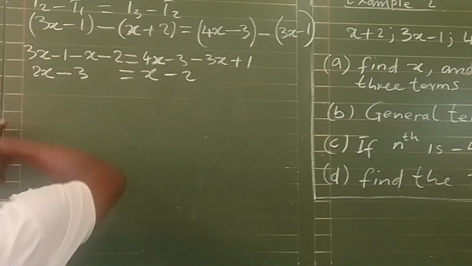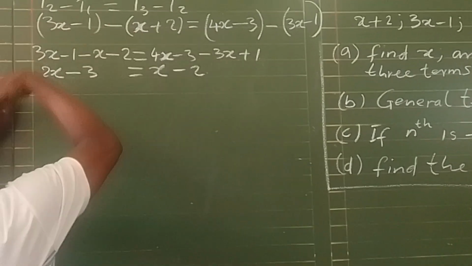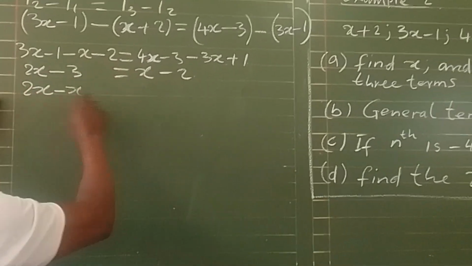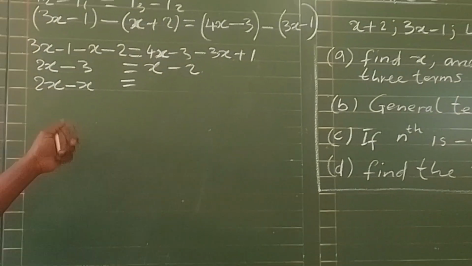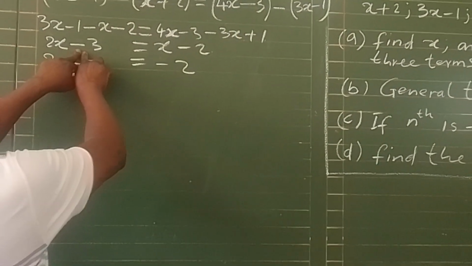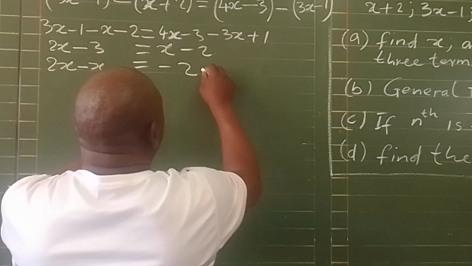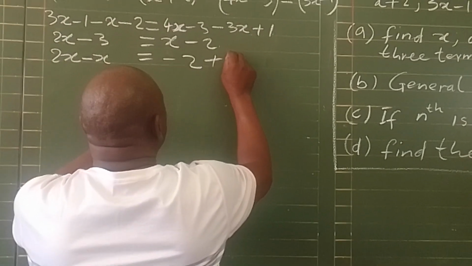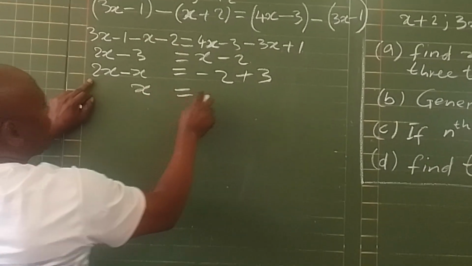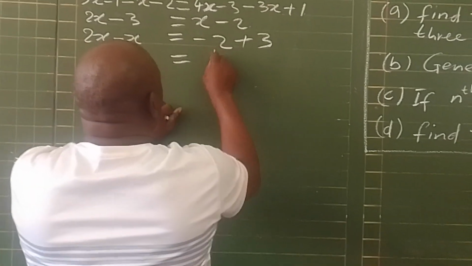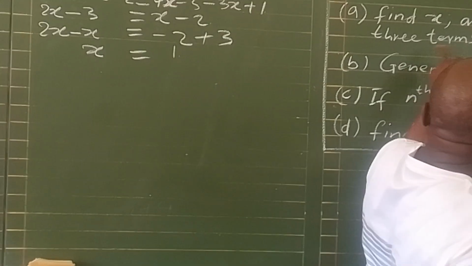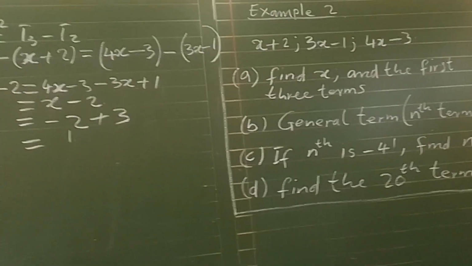Now take the like terms on one side. Take the x that side, it's 2x minus x, because it was positive. No, I don't have to explain that. You are matric, you know that. So it's minus 2. Take minus 3 on the left hand side, it will be positive on the right hand side. Then 2x minus x is x. Minus 2 plus 3 is 1. So they say find x and then the first three terms. Let's go and find the first three terms.